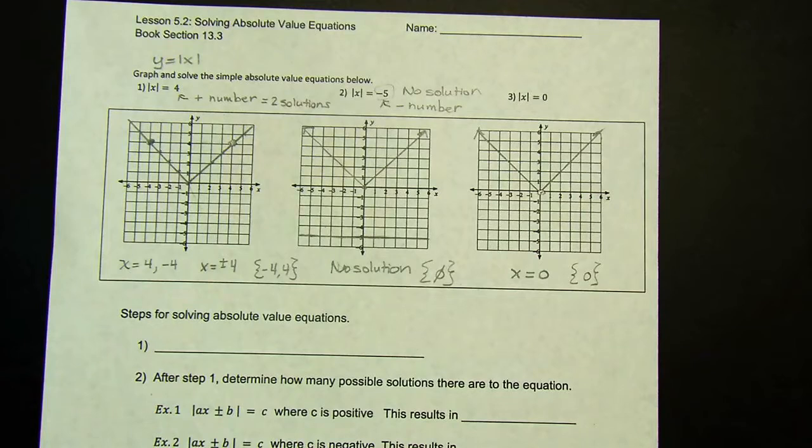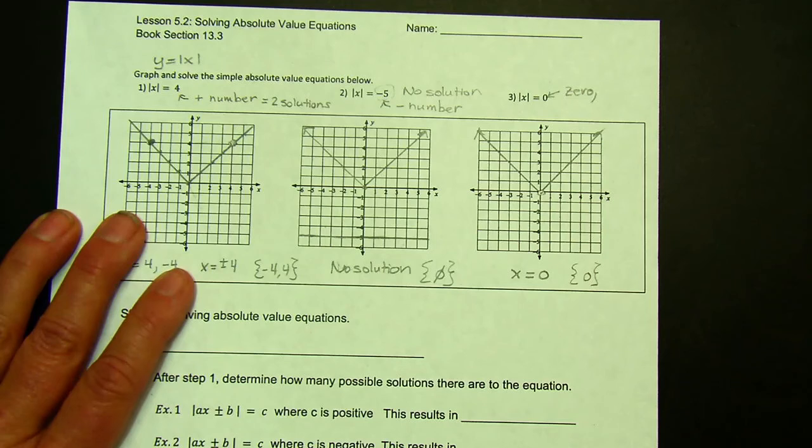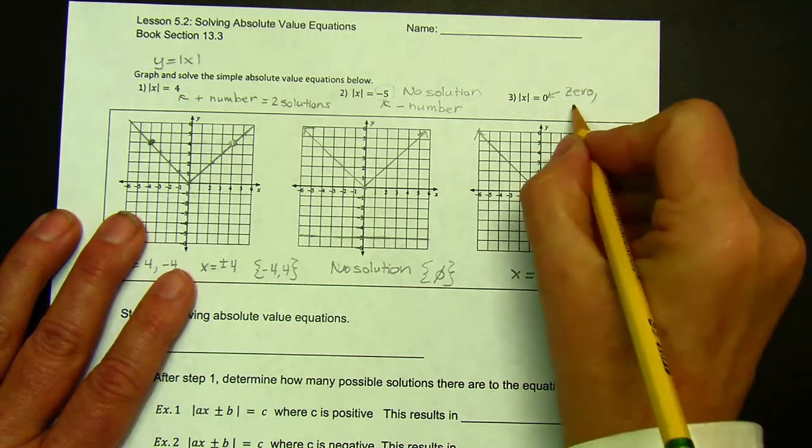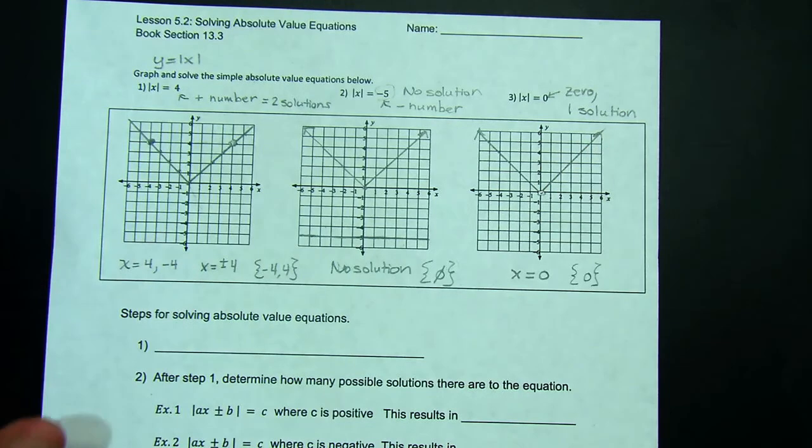Okay? So when this is 0, how many solutions will you get when you're solving an absolute value equation? 1. Okay? 1 solution. We're going to start solving really complicated absolute value equations. Knowing if you get 1, 2, or no solutions is super critical because the way you solve them is very different for each of those.